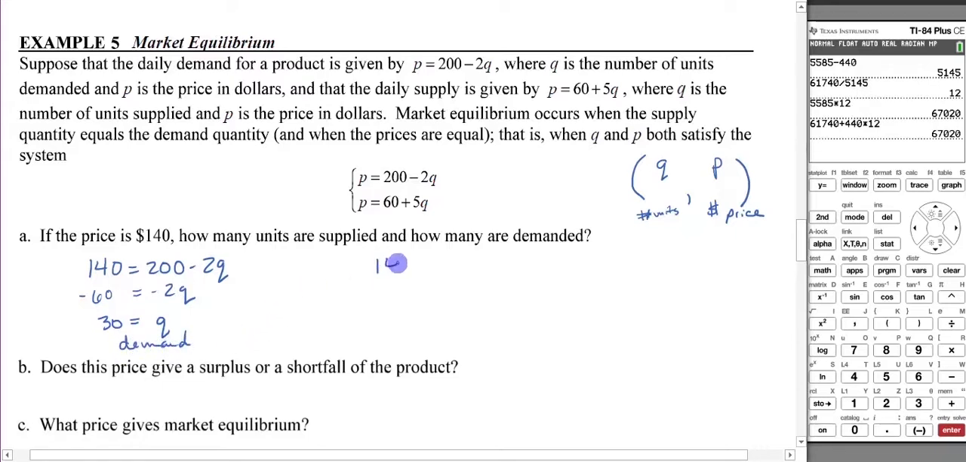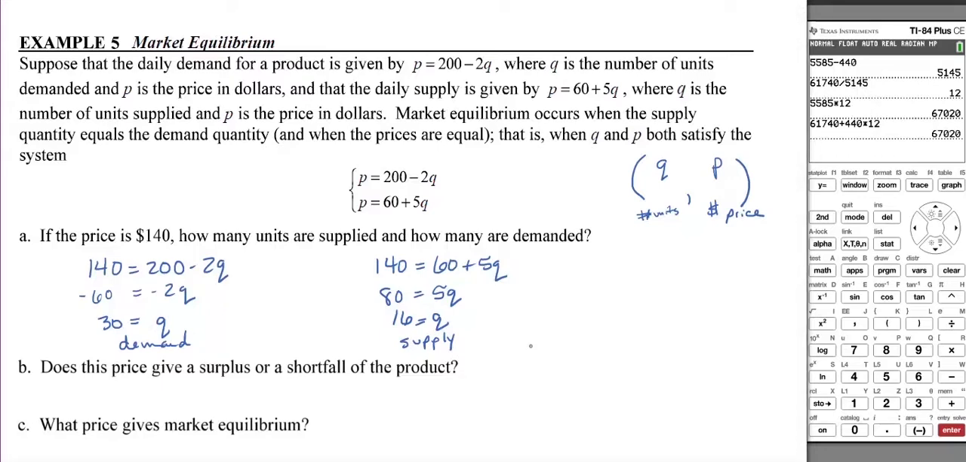If we put that $140 in for P in the second equation, which is your supply, then we end up with Q equaling 16, and that's your supply. So your supply is a much lower number than the number that is being demanded by consumers. So we have a shortfall for this product.